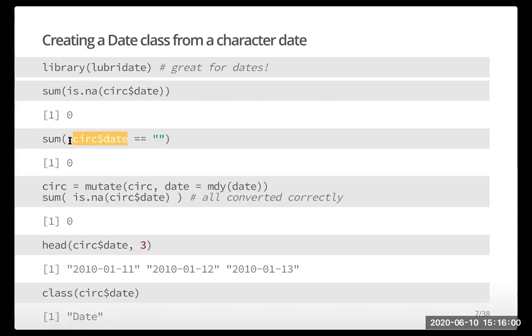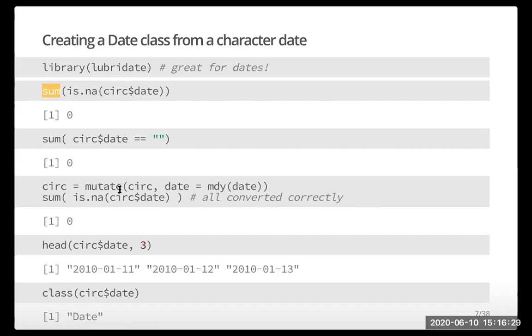We can say circ$date == "". Remember, this is a logical operator testing whether this thing is equal to an empty quote. So again, all the values of this data set have a date, but it is still a character, and we are going to convert it to a proper date. Now, we could have used functions like any: are any of these equal to that? That would have given us a true or false, but sum is a little bit more generic because it'll give us the number of cases if any of them show up.